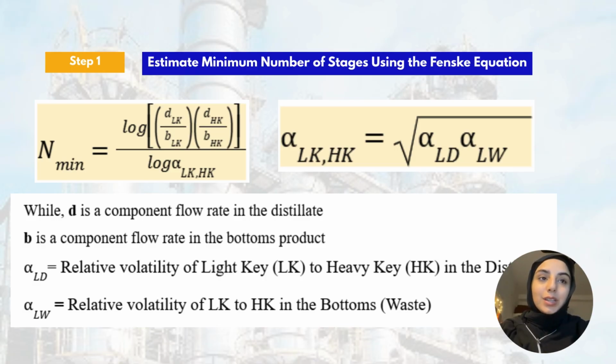The first calculation step is to estimate the minimum number of stages that is required for the separation using the Fenske equation. It relies on the component flow ratio in the distillate and the bottoms, and also the relative volatilities of light and heavy key components in both streams. You can get these data and then substitute in the equation.